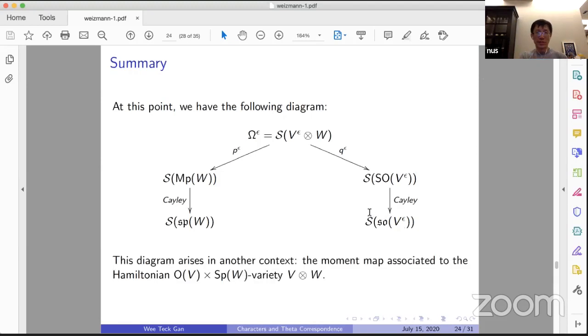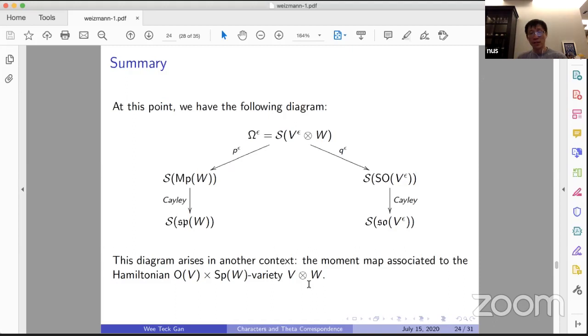Okay, now, so let's ignore this. So now let's replace the functions on the groups by functions on the Lie algebras. Okay, so we have omega mapping to functions on Lie algebras. And it turns out that this sort of diagram arises in another way, so to speak, namely in the moment map associated to this symplectic variety.